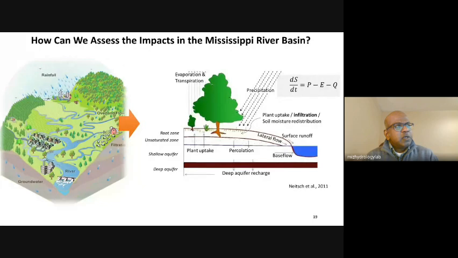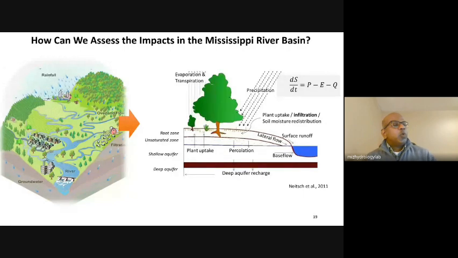Representation of a biogeochemical model that we developed. On the left side, what you see here is a developed watershed with various land uses, including forest, agriculture, industries, urban areas. So these different mixed land covers are going to affect how rainfall is partitioned into evaporation, transpiration, and runoff.